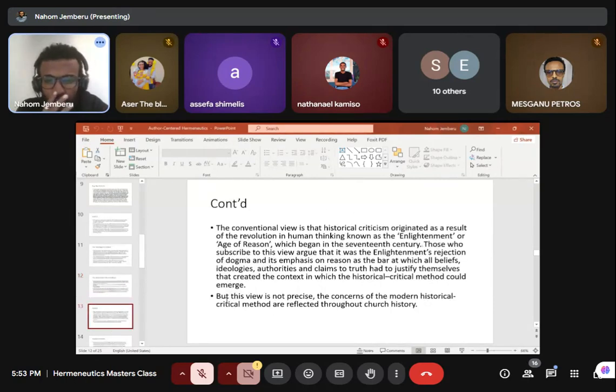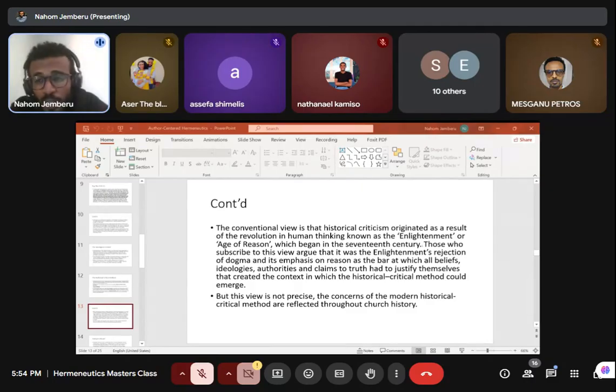There is a conventional view that the historical critical method originated as a result of the Enlightenment, which is true to some extent, but it would be wrong to assume that the early church didn't practice these methods. For example, there was an attempt to do textual criticism early on. In the second and third centuries, we see the church fathers writing the various textual variants in a column in order to understand which reading is the best reading.